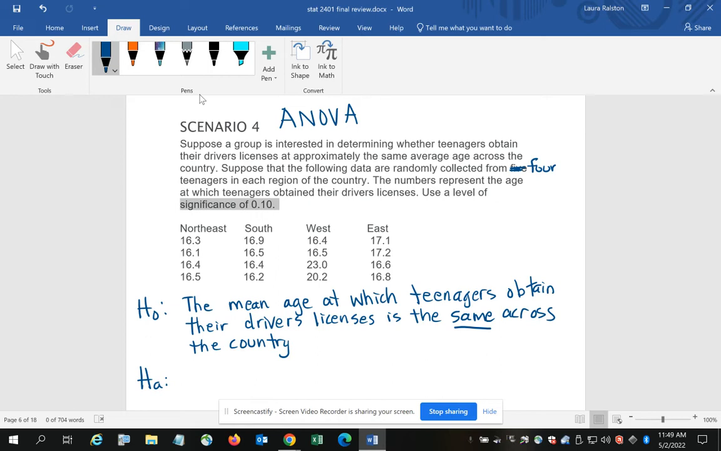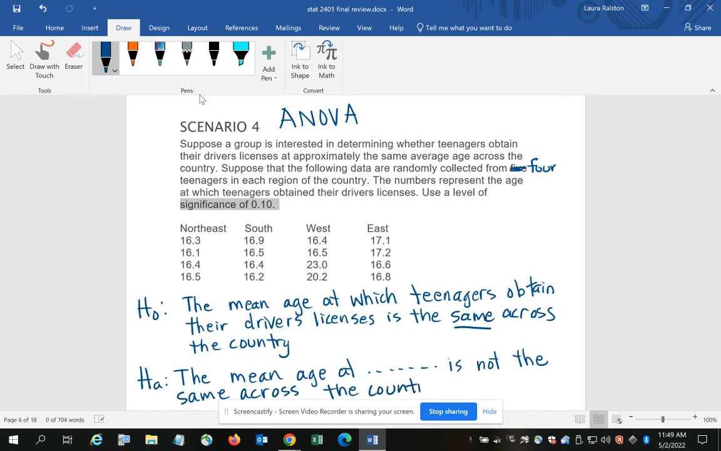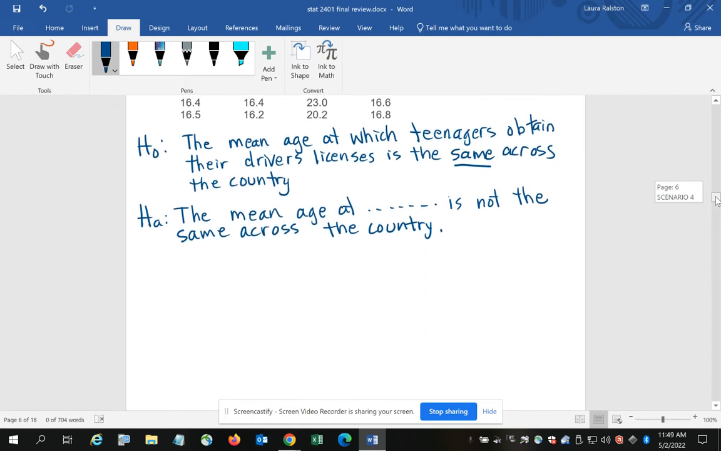The alternative would be that they're not the same. The mean age at which teenagers obtain their driver's license is not the same across the country. Okay, so again, our null has to imply equal, and the alternative is going to imply not equal.